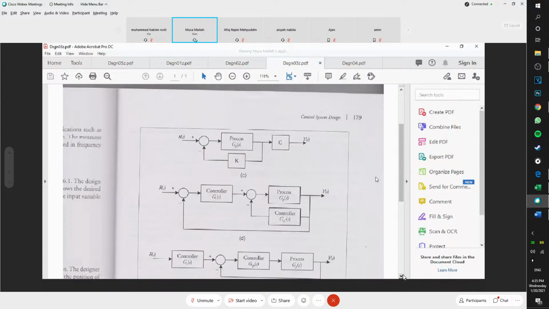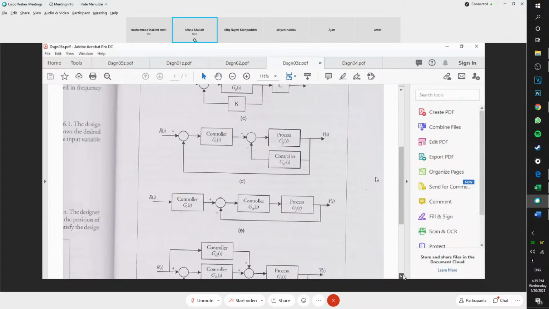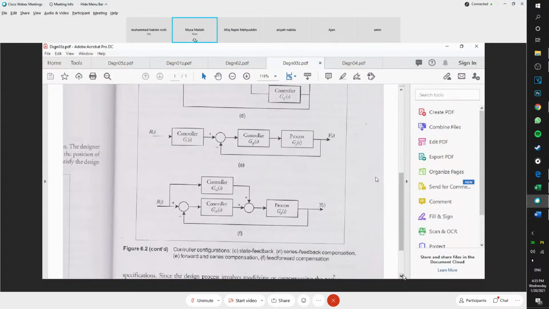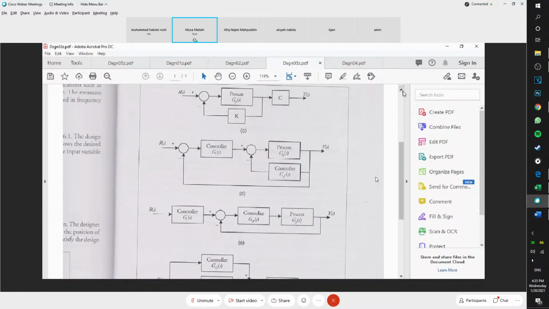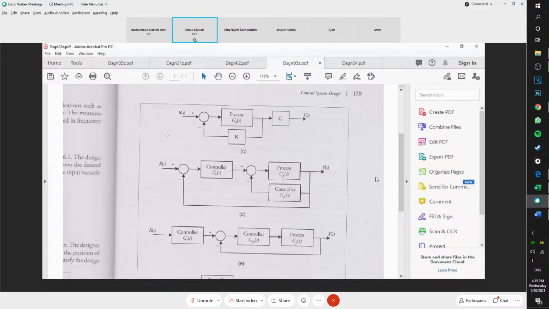Okay, C is called state feedback controller. Okay, D series feedback compensation, E forward series compensation, and F feed forward compensation. All right, guys. So I just want to tell you that in the real world or in literature, you can find many controller configurations, but the most popular is A. All right, the most popular is A.